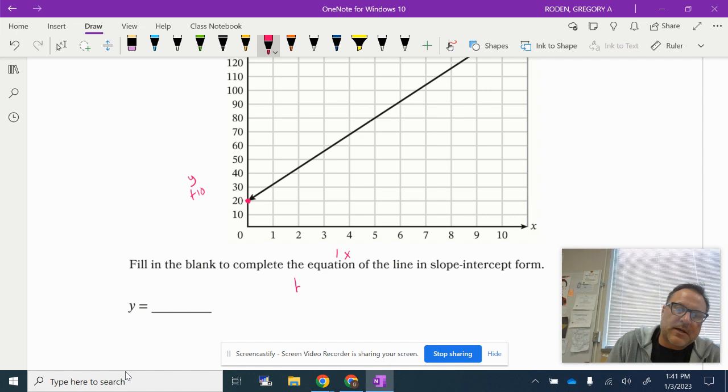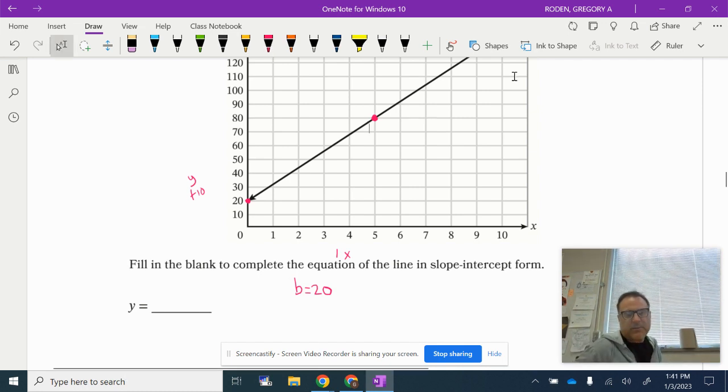So I'll just write this off to the side. My b equals positive 20. Now, I'm going to see if I can find another good point somewhere. Well, let's see here. This looks like I have a good point right here. That looks like a good point right there. That looks like it hits exactly, okay? If I'm reading that right, I got my glasses on so I can see better here.